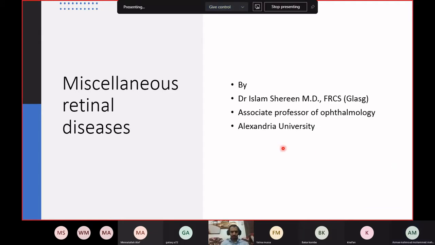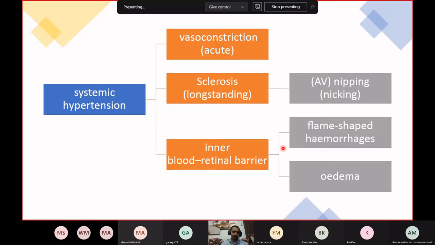So we'll start to talk first about systemic hypertension. I'll try to make some situations that we may see in everyday practice. You may get a patient referred from the internal medicine ward, or you may be notified to see a patient in the internal medicine ward. This patient is having malignant hypertension. You are asked to examine the fundus of this patient. What are the things that you should look for in this patient?